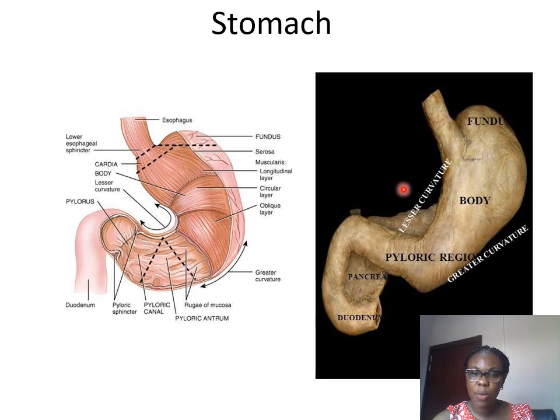Now, this is the stomach. The stomach is said to have 2 curvatures. There's the lesser curvature, which is the smaller one. You can see it's a smaller curve, and there's the greater curvature, which is a bigger curve. And the stomach has 3 major parts. There's the fundus, which is the upper part. There's the main body of the stomach. Then there's the pyloric region right here.